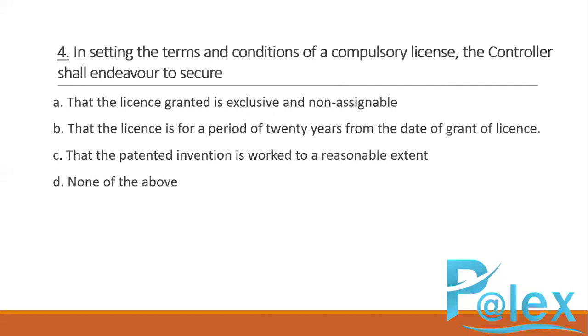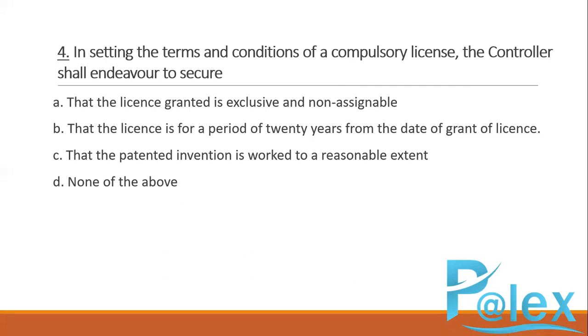Question 4, in setting the terms and conditions of a compulsory license, the controller shall endeavor to secure. Now there are 4 options given: that the license granted is exclusive and non-assignable. That's a wrong answer because the compulsory license is always non-exclusive. Second, that the license is for a period of 20 years from the date of grant of a license. This is not applicable at all. Reason being, the license is basically for a fixed tenure, first of all.